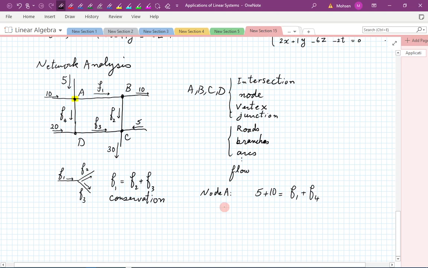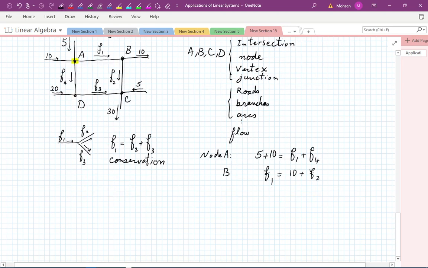How about node B? At node B I can identify F1 as incoming and 10 plus F2 as outgoing. At node C, my incomings are 5, F2, and F3, so 5 plus F2 plus F3 is equal to the outgoing, which is 30. And at node D we have one more equation, where the incoming is 20 plus F4, and the outgoing is F3.